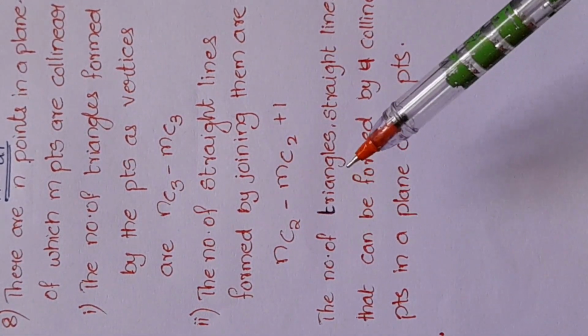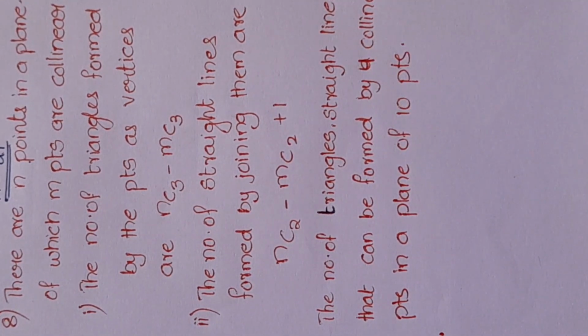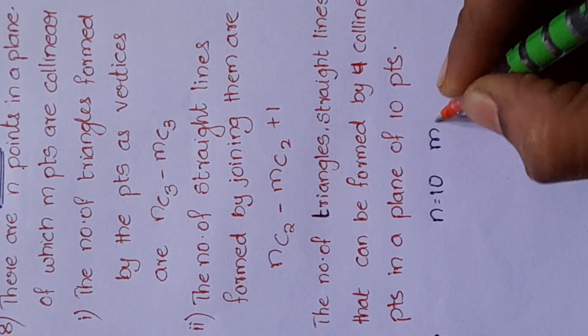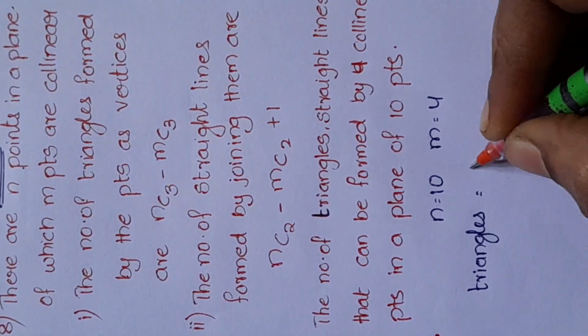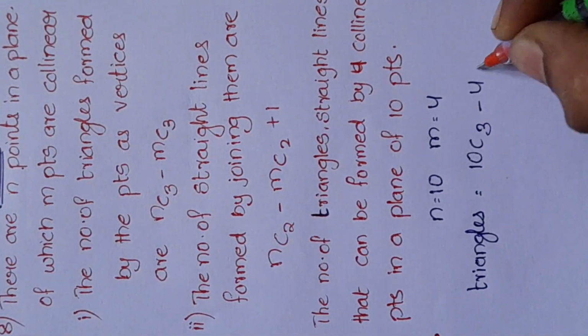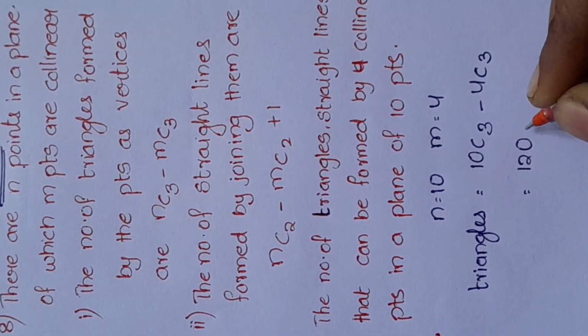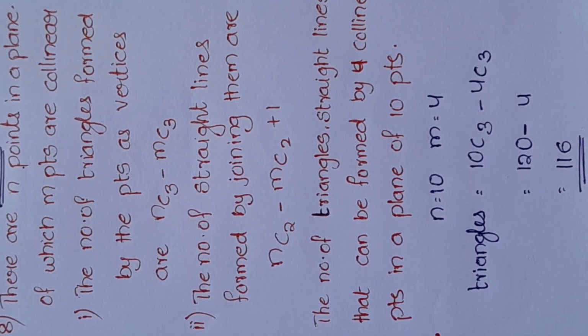Let us see a question. The number of triangles and straight lines that can be formed by 10 points in a plane, of which 4 are collinear. Here n is equal to 10 and m is equal to 4. Now for triangles it is 10C3 minus 4C3, which is equal to 120 minus 4, that is 116 triangles are formed.